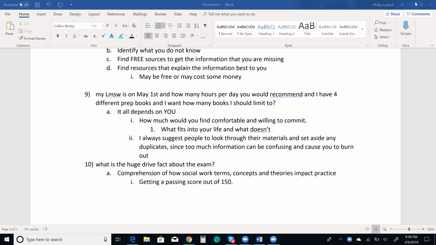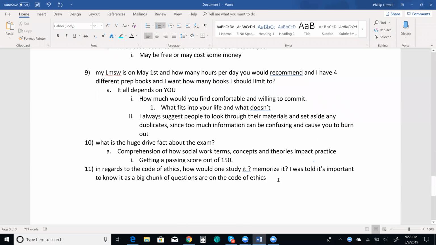Ethics on Sunday. Yeah, I have a study group tomorrow that's going to be breaking down ethics. But in regards to the code of ethics, you should find a way that makes sense to you and break it into pieces.